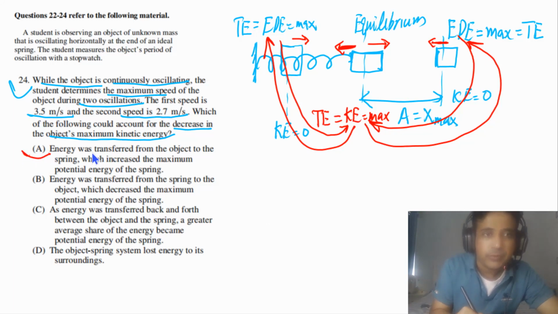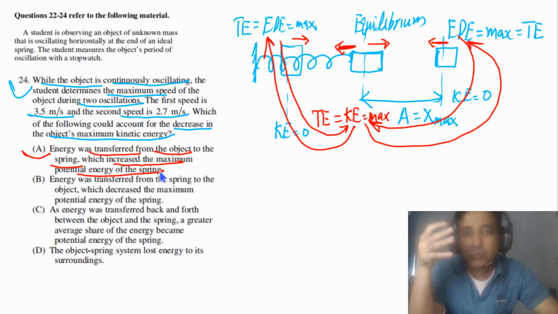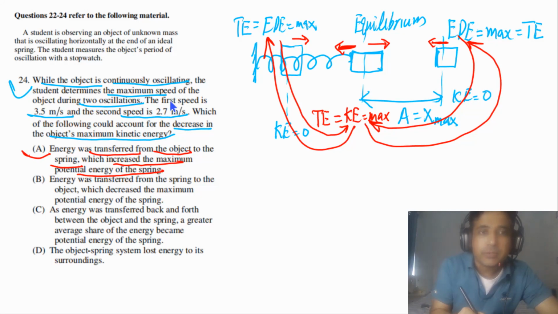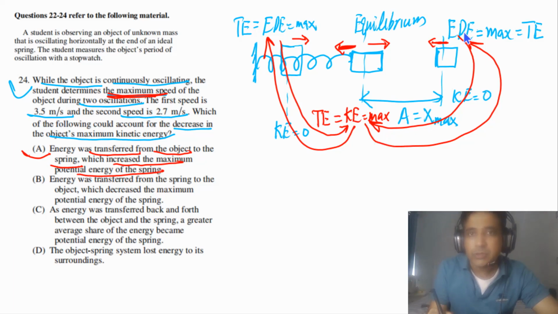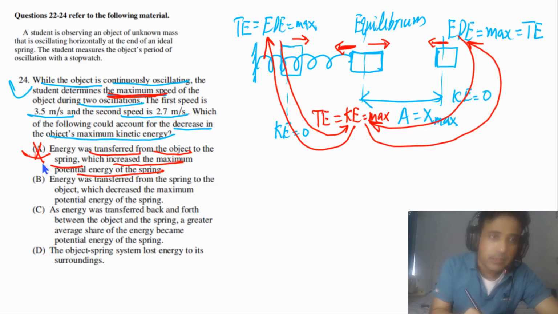For option A, it is given to us: energy was transferred from the object to the spring, which increased the maximum potential energy of the spring. This is true for an ideal spring mass system. All the time this is happening, but this is not the reason why speed is decreasing. Maximum speed, we are talking about maximum speed, a very important point. Maximum speed will not decrease when energy is transferred to potential energy. So energy will be transferred into potential energy, but when the object comes back to equilibrium, maximum kinetic energy again will be the same if there is no friction. So it means this one is incorrect.